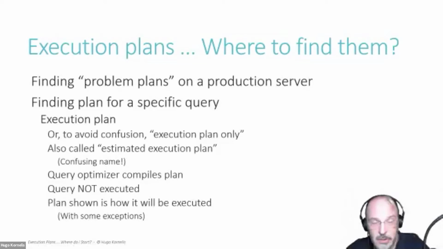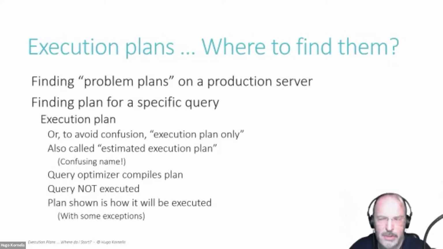The query optimizer says, oh, if you want to execute this query, let me think, here's how you do it. And it returns a plan. And then the engine says, haha, I fooled you. I'm not going to execute the query at all. I just wanted to pick your brain on how you would execute it. But the optimizer doesn't even know that it's preparing a so-called estimated execution plan. The optimizer only knows this is a query and I need to compile a plan for it. So the plan shown is how it will be executed.